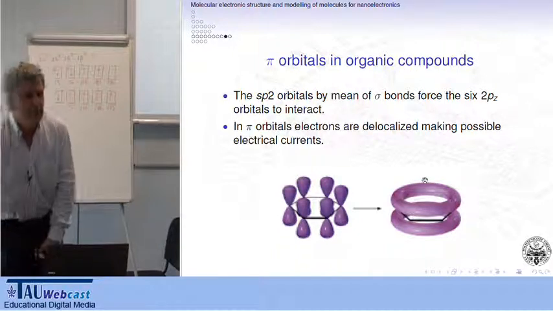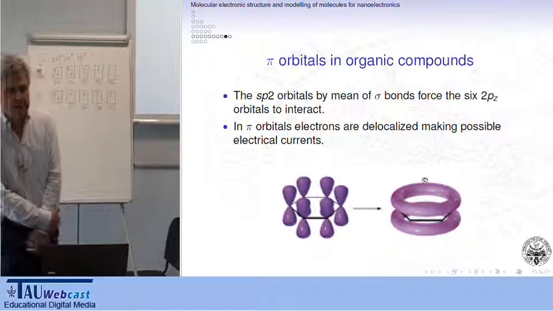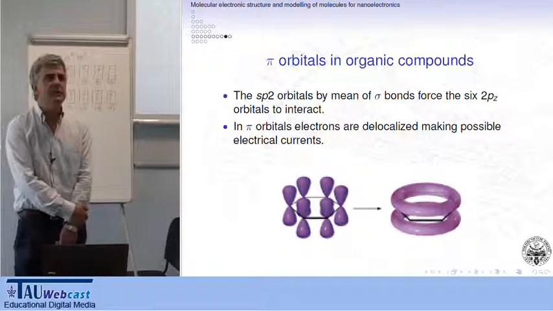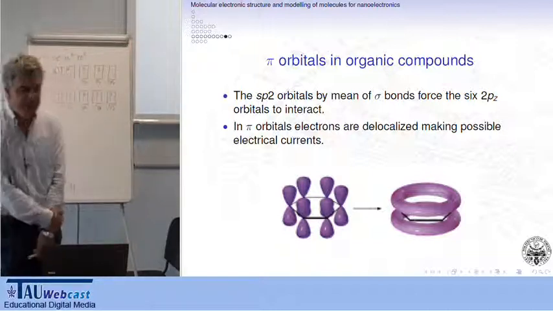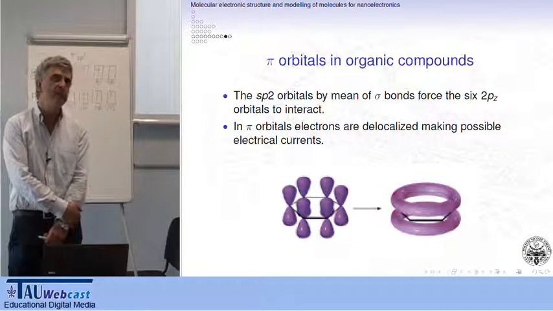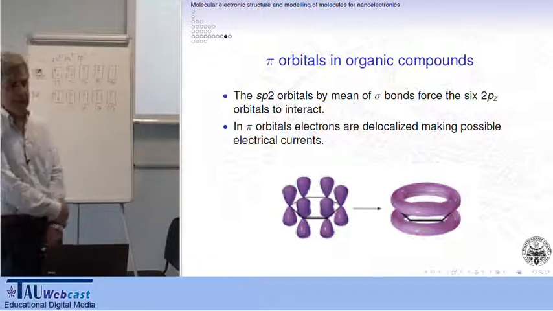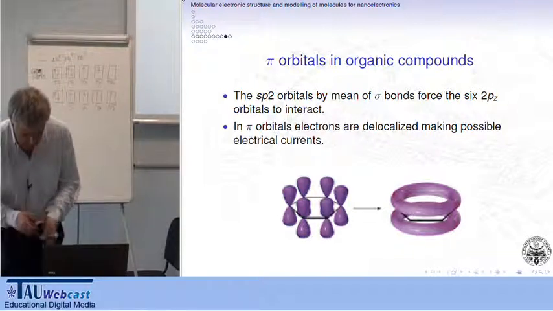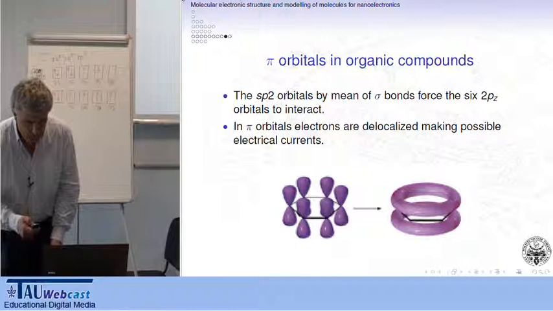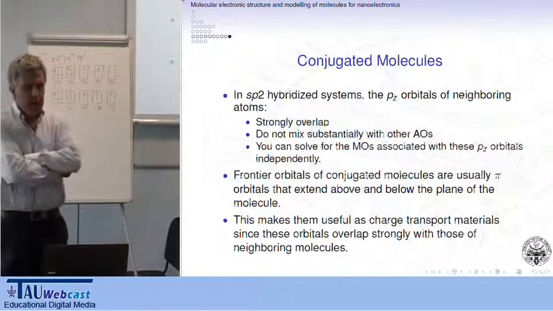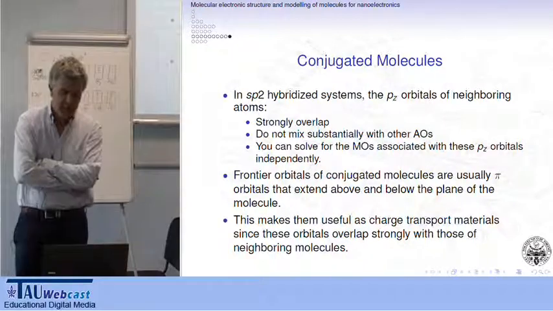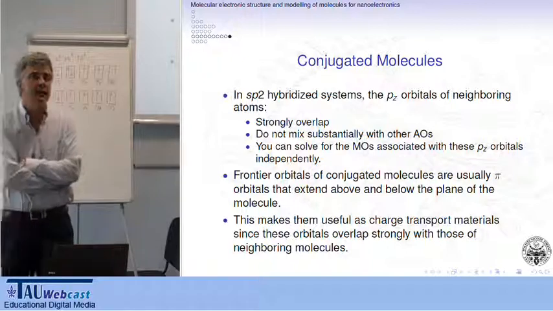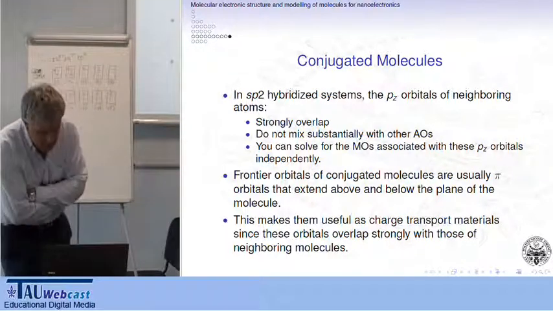Pi orbitals are very important in molecular electronics because, as I said, many interesting compounds with specific electronic properties are based on this idea, or are based on conjugated compounds. In other words, I tried to summarize some relevant concepts, some relevant ideas for our application.